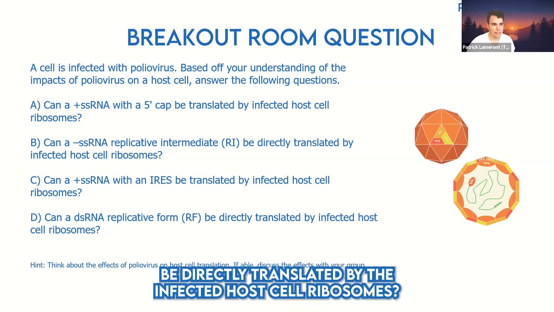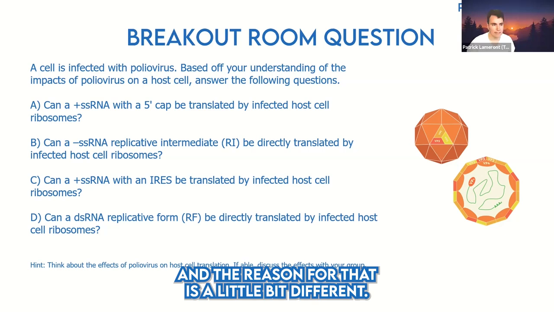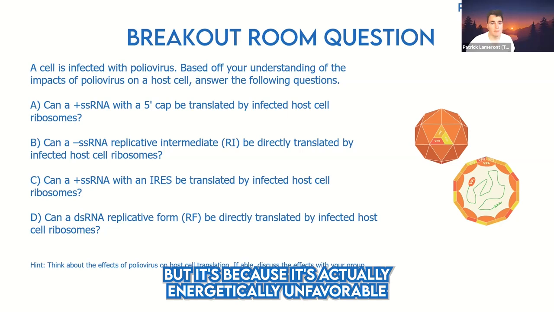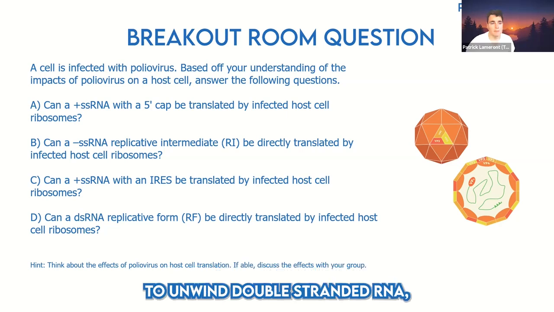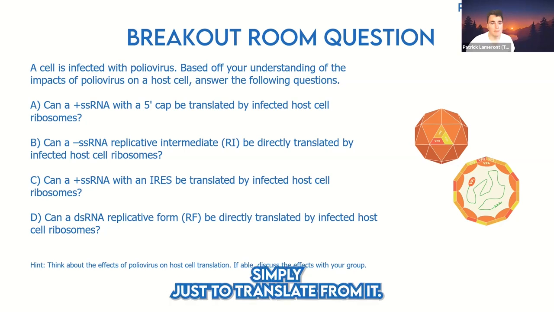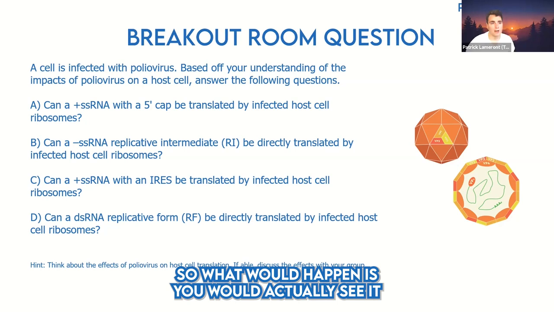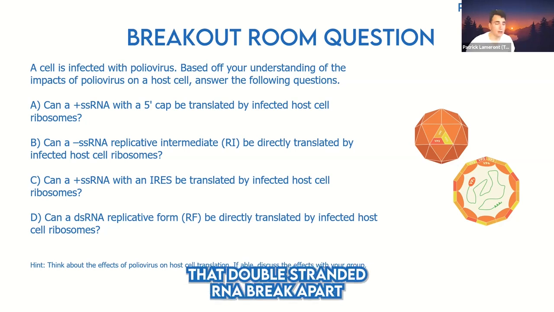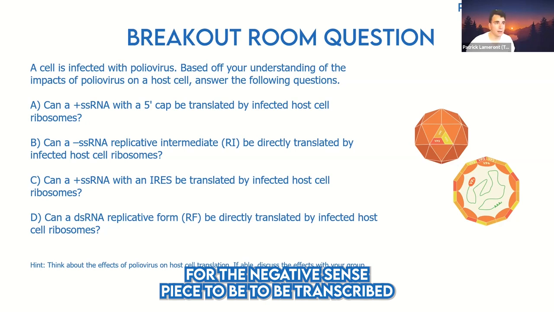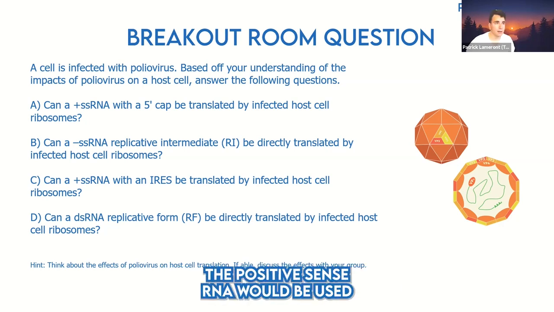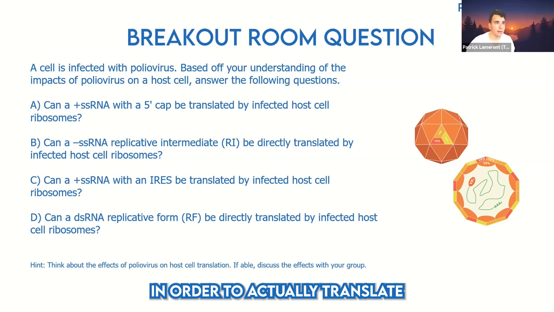And then the last one is, can a double-stranded RNA replicative form be directly translated by the infected host cell ribosomes? The answer is no, but the reason is a little bit different. It's energetically unfavorable to unwind double-stranded RNA simply to translate from it and then rewind it back. So what you would see is that double-stranded RNA break apart for the negative sense piece to be transcribed into more positive sense RNAs, and then the positive sense RNA would be used to translate proteins directly.